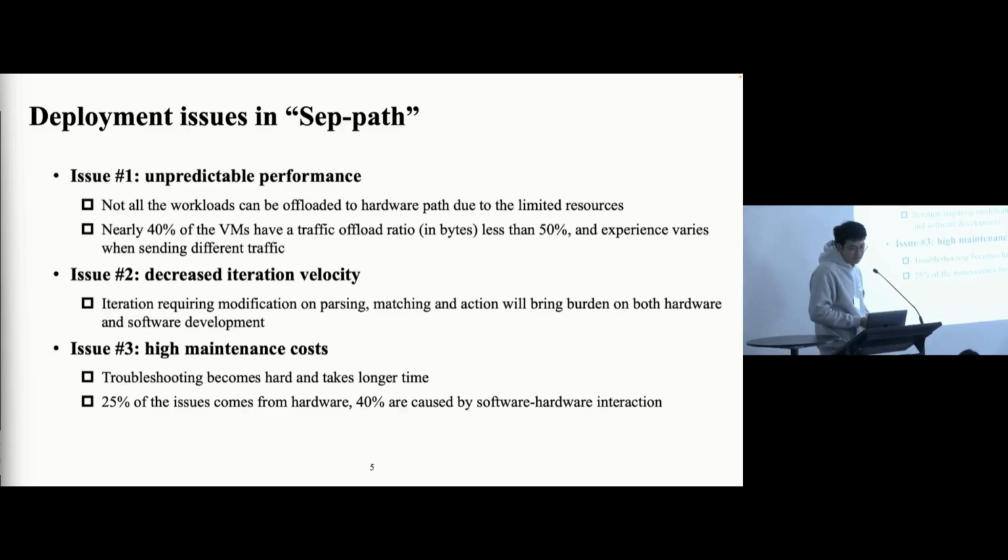But on the other hand, for our developers and maintainers, the AVS iteration velocity becomes slower. Because we need to code on both sides, we need to code the software, and we also need to code the hardware. And the complex interaction between the hardware and the software also brings burdens on the maintenance. Also the troubleshooting, you can see we get more troubles in the hardware.